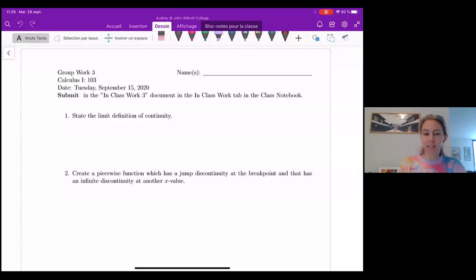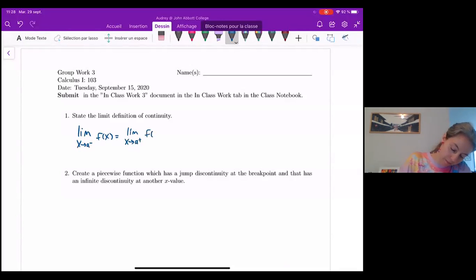So the first question is state the limit definition of continuity. This is pretty straightforward. All we need is that the left-handed limit needs to equal the right-handed limit, needs to equal the function, and all of these things exist. So in other words, having D and E equals D and E is not good enough. It needs to be like 5 equals 5 equals 5. And they all exist.